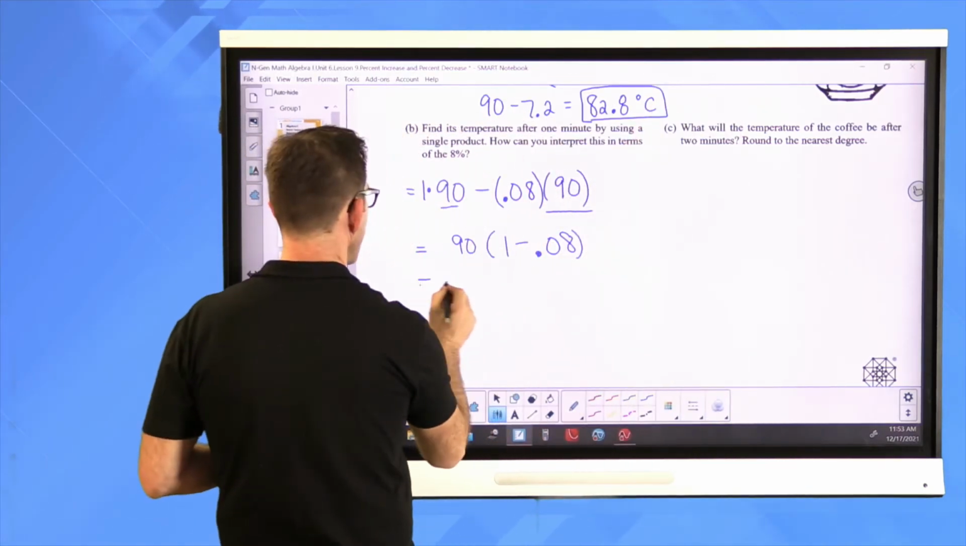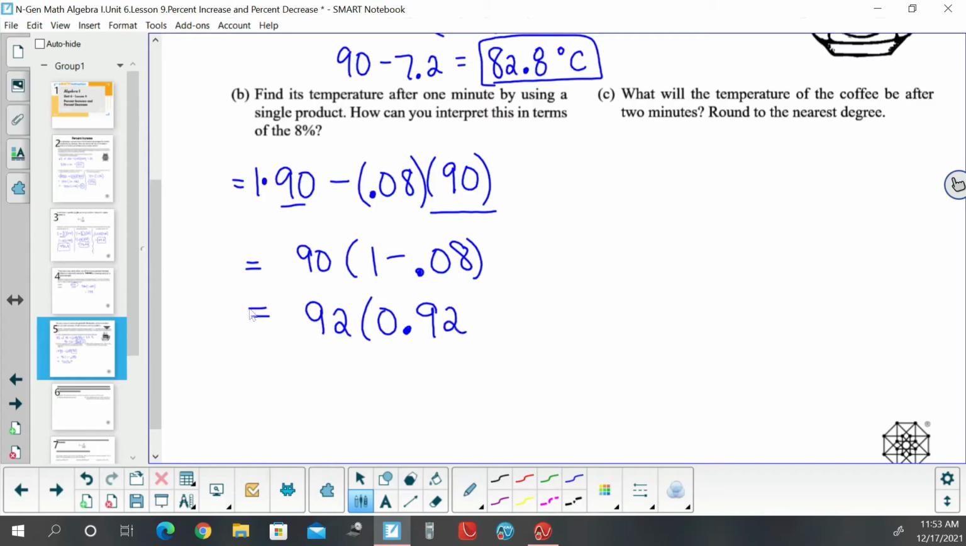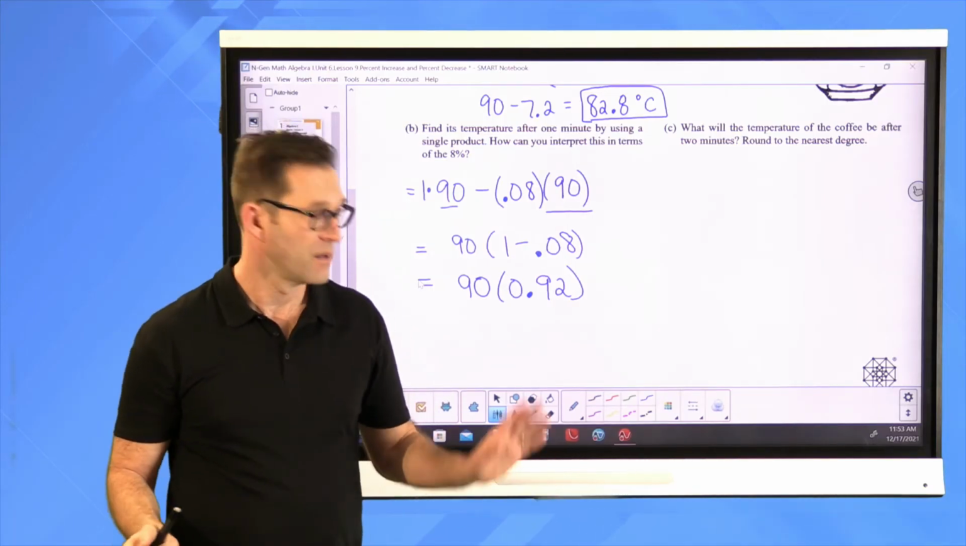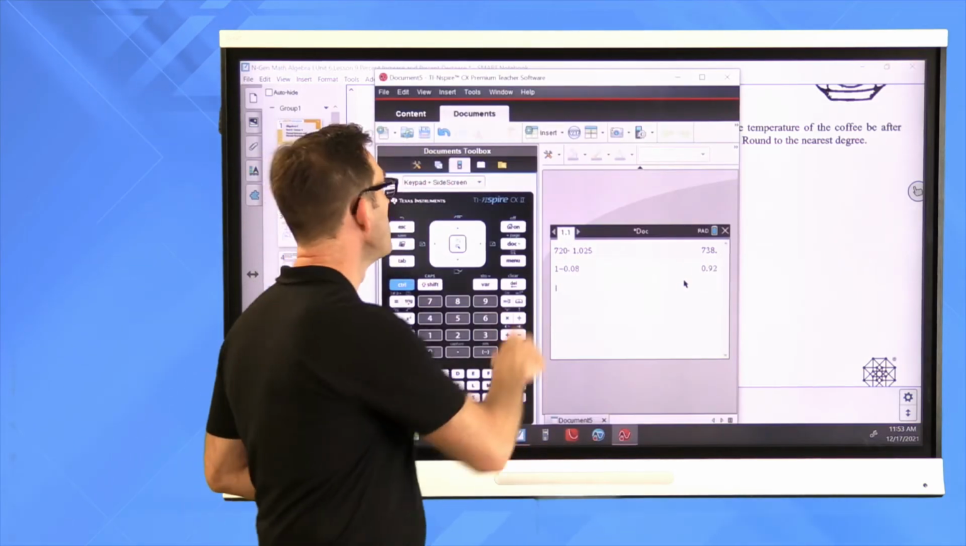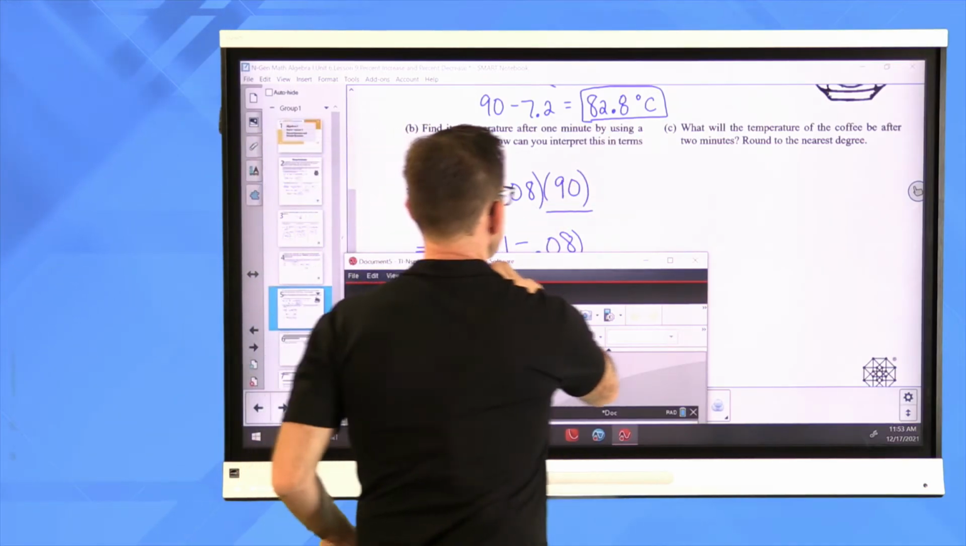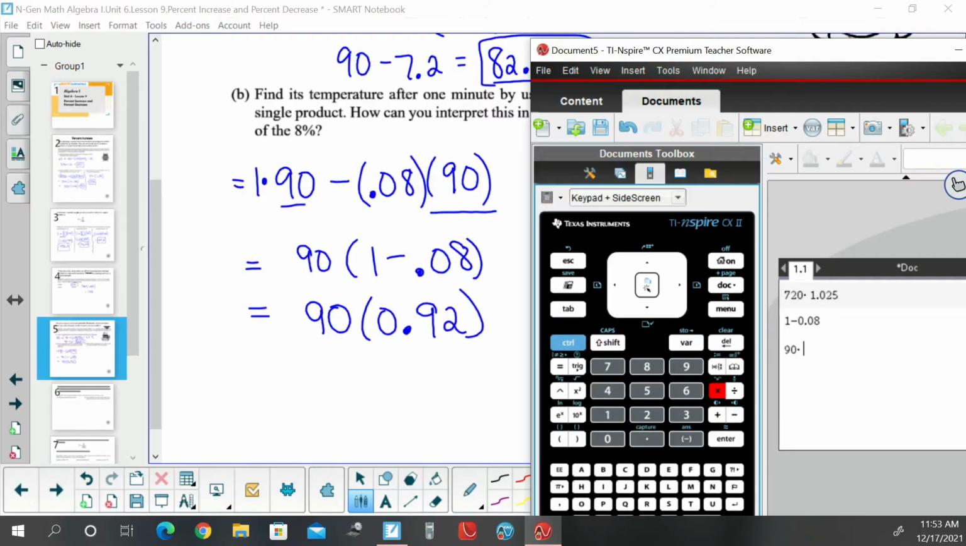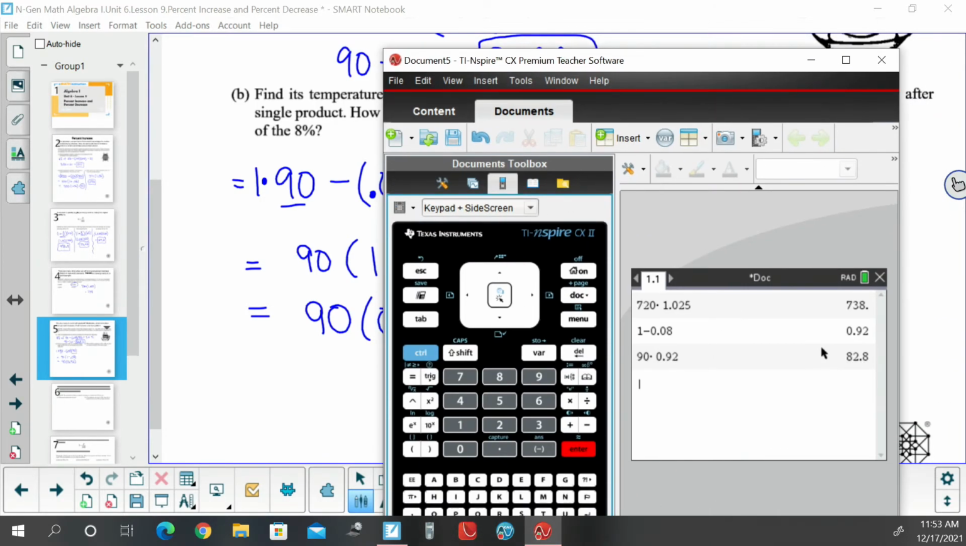But basically, this tells me that I could have found my answer by multiplying by 0.92. Wow, that's weird. I could have found my answer by multiplying by 0.92 right from the beginning. In fact, let's verify that. My actual answer right after a minute was 82.8 degrees Celsius. I did that the old-fashioned way, but now if I multiply 90 by 0.92, and I have it show up on the screen, there's my 82.8.